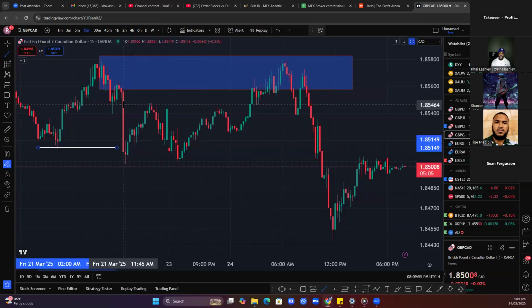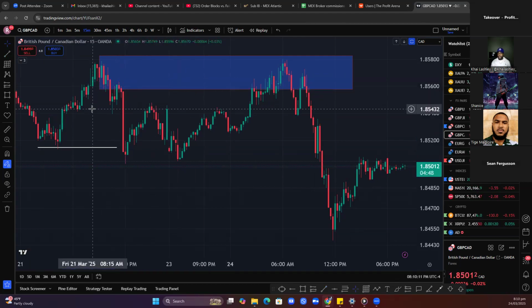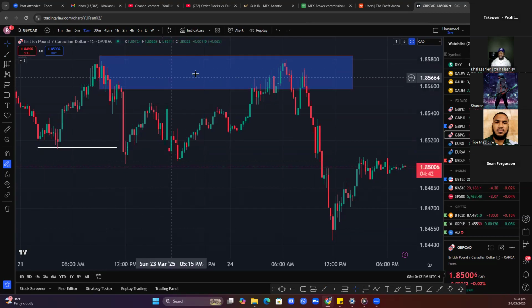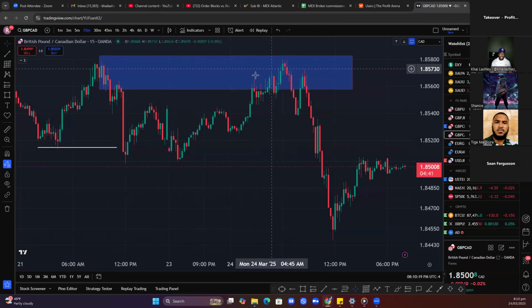Okay. One, we have, so that's one. Two, we have a significant amount of imbalance as well. Right? So all this area here is imbalance. So we have reason for price to come back up within this area. To get a little bit more specific with the area, we could go, actually just keep it. But we can see how price tapped into that area.